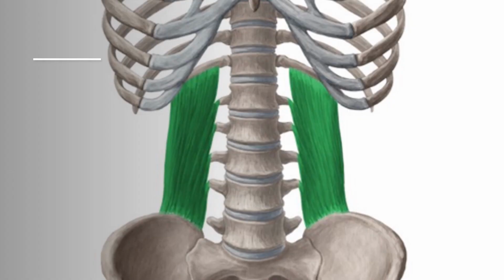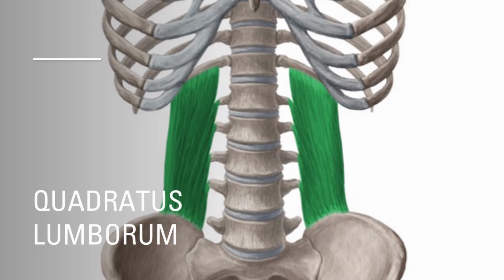Let's see another picture. The QL muscle is flattened and has a quadrangular shape, hence the name quadratus. It goes along with the multifidus and the erector spinae muscles. It also helps create an antagonist force with the muscles of the abdomen.